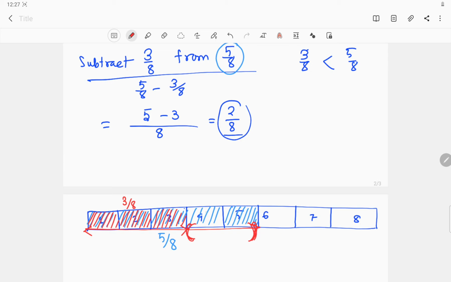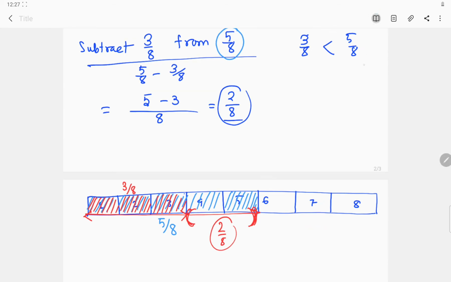2 by 8, because these two portions are left, so 2 by 8 is the answer. Okay, so this is the difference, and this is the way to solve.